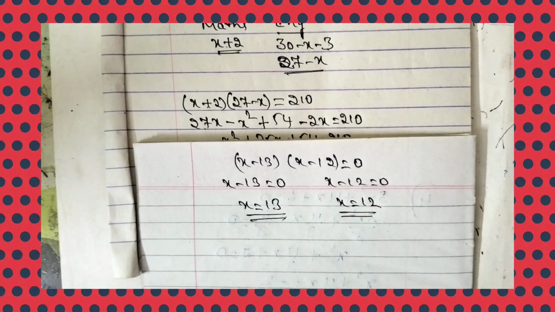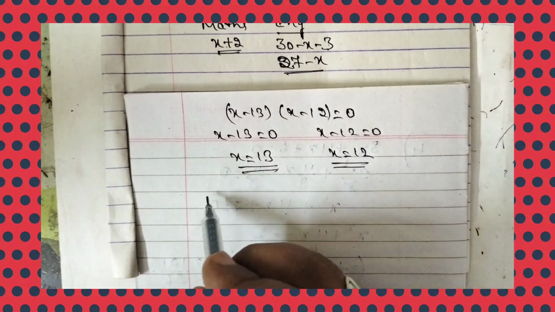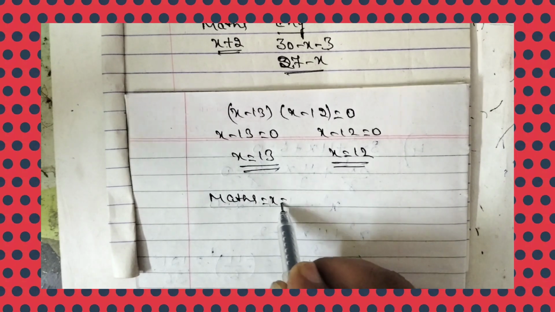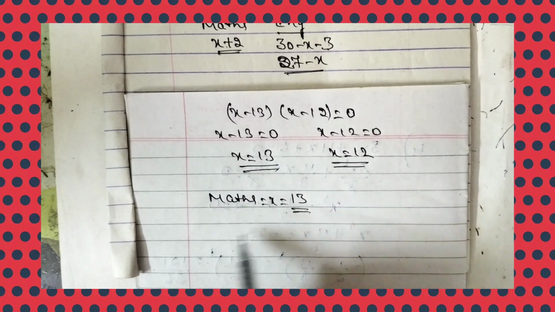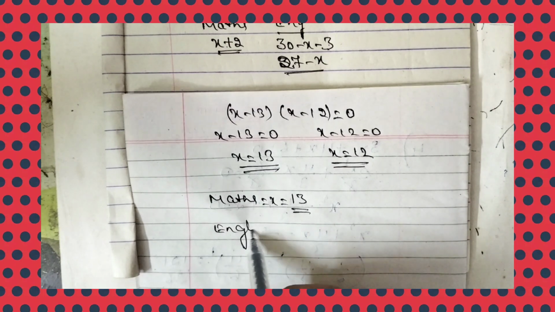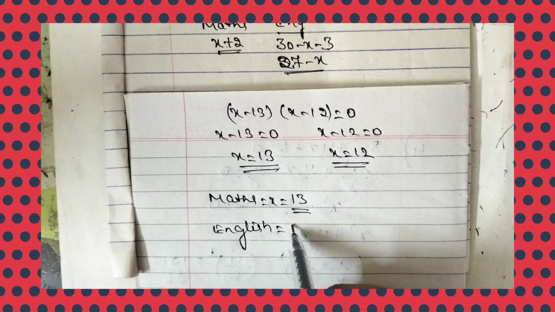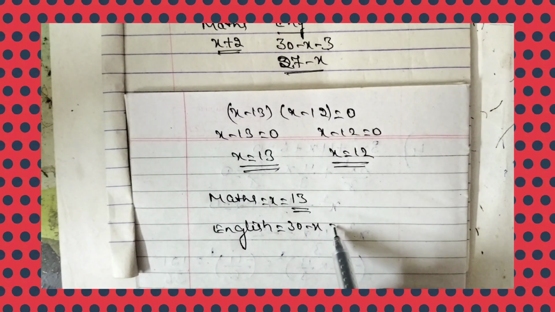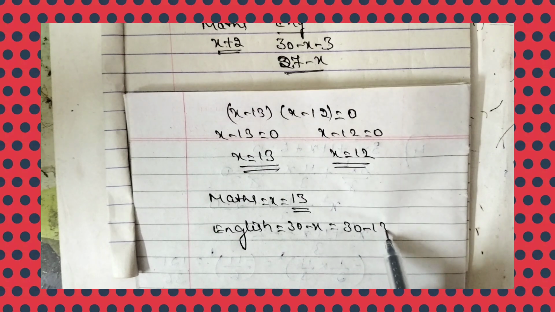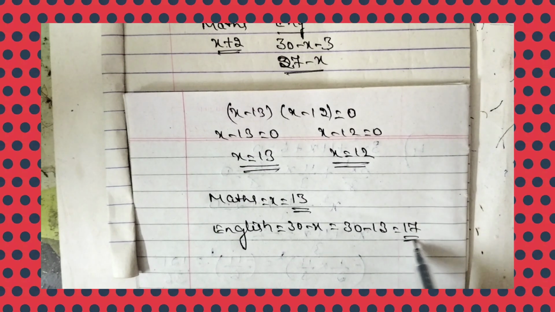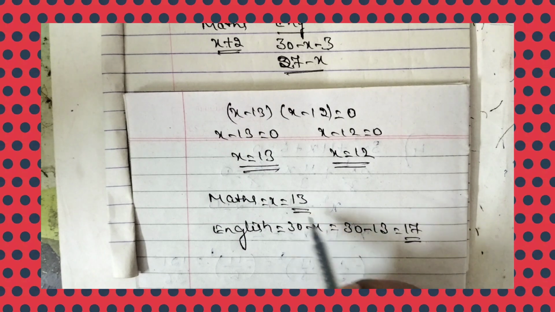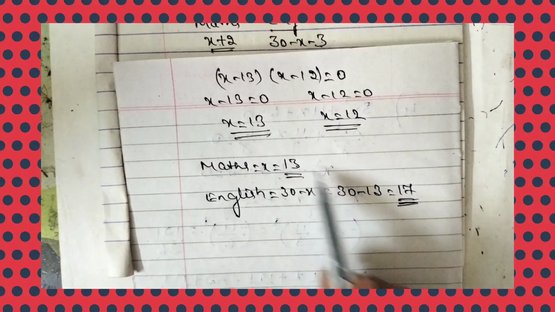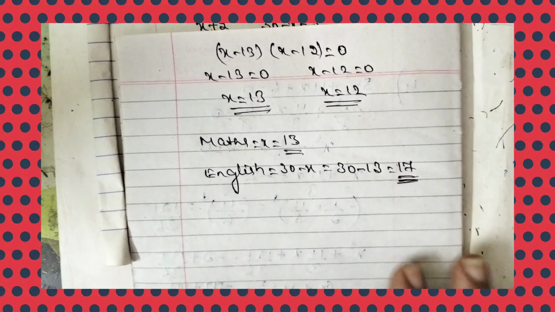Now let us see what marks she scores in mathematics and English. In maths, you will take x, which is equal to 13. In English, 30 minus x, that is 30 minus 13, is equal to 17. So if she scores 13 marks in mathematics, then she will score 17 marks in English. 13 plus 17 is equal to 30.